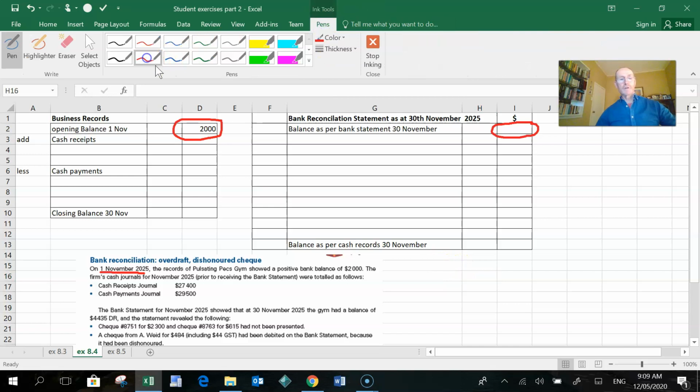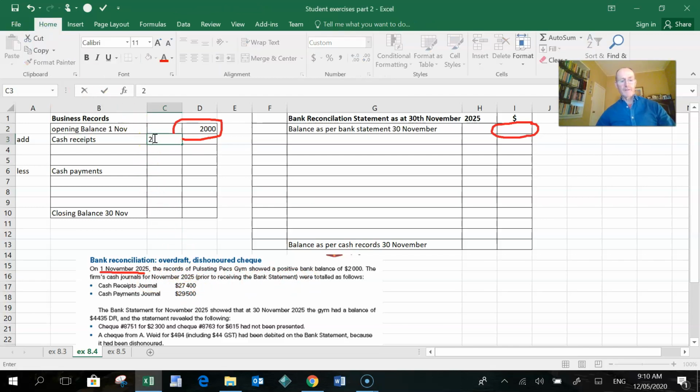Then we jump to the second statement there. The firm's cash journals showed a total of $27,400. So your cash receipts at the start were $27,400, and your cash payments journal total before we make any changes is $29,500. Right, so we can plonk those two figures in there.